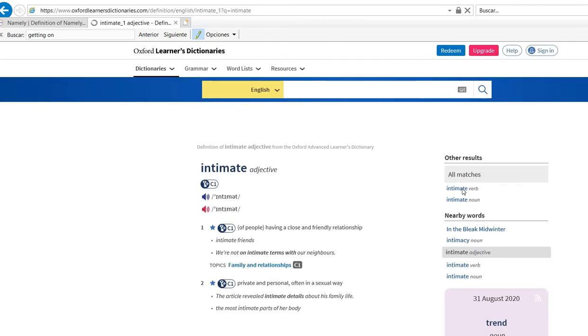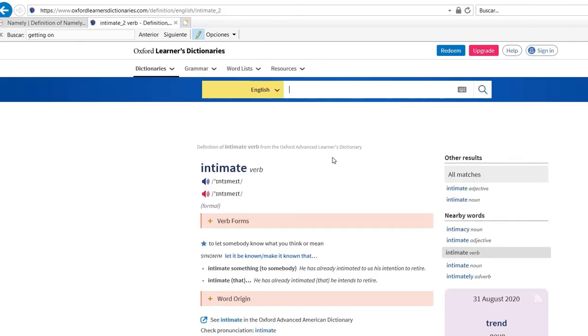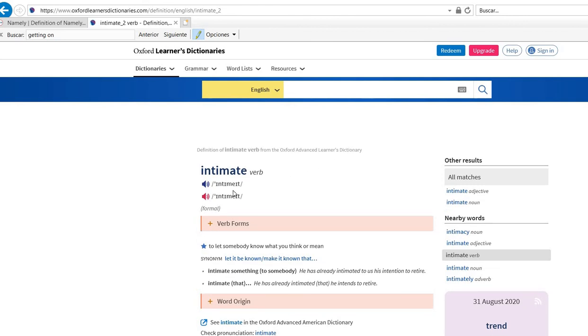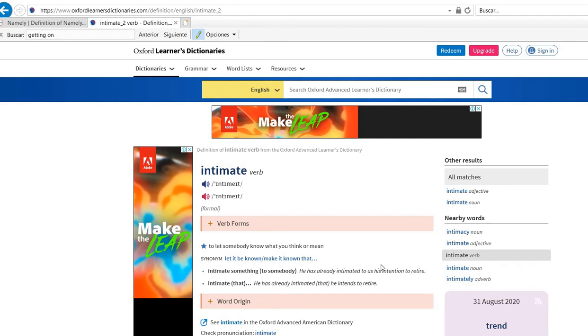Now we will have the verb, sorry. So the pronunciation is the same, right? Sorry, intimate and intimate. The verb is intimate. It's like let it be known, right? He has already intimated to us his intention to retire. He has already intimated that he intends to retire. So he has told us, basically, right? Very nice word, right? Used quite differently in English, right?